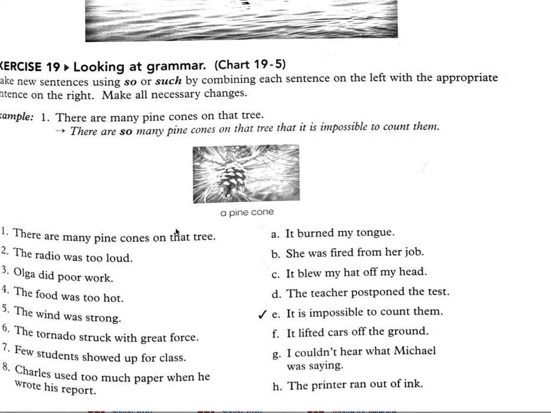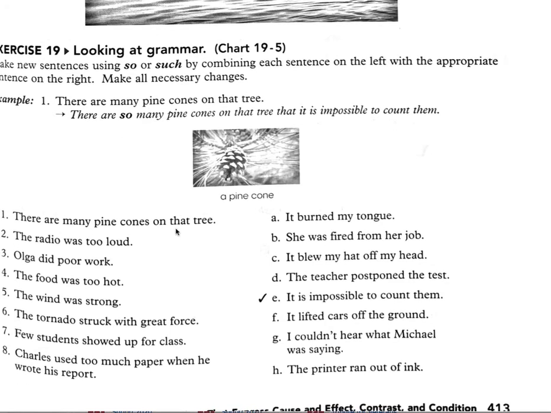Okay? So go ahead and do numbers 2 through 8, and then we're going to check in a minute. Remember, use so or such. Okay? And then combine 1 through 8 with A through H.